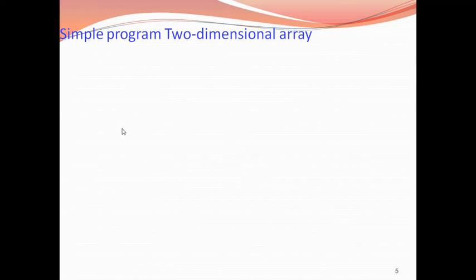We will see one simple program using a two-dimensional array. #include <stdio.h>, main function, int a[2][2]. The array is declared here. The array name is a. The size of the array is 2 comma 2. The array data type is integer. Declare variables i and j.